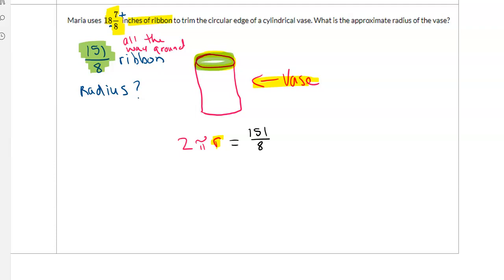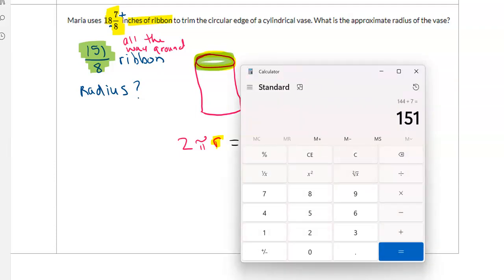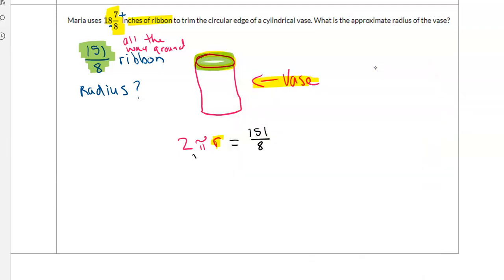And we know that 2 times 3.14 is 6.28. Let's try it again. So we're going to go 2 times 3.14, and that's 6.28. So this should be 6.28 r. Let me write that better. And that equals 151 over 8. Now we're getting back into balance line. So we are going to divide by 6.28. And we got to draw an extra thick line here and divide by 6.28.